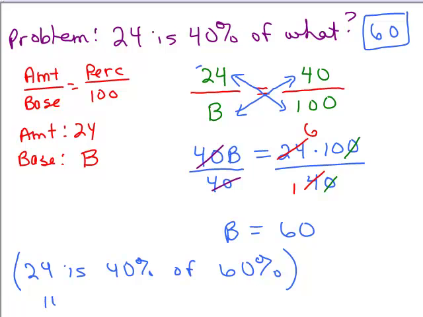10% of 60. What is that? That's just 6, right? So I've got 10%. 40% would be 4 times as much as that. 6 times 4, so it would be 24. So there's a way, if you just take your common sense, a lot of times you could tell if you're in the ballpark here.